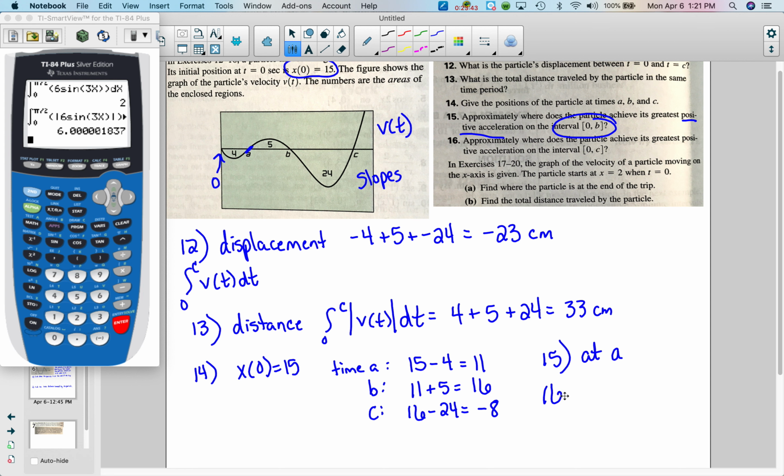And then for number 16, now we're on the entire interval. Same question, but the entire interval. And you can see here that that's going to be at C. So that's where it has the steepest positive slope.